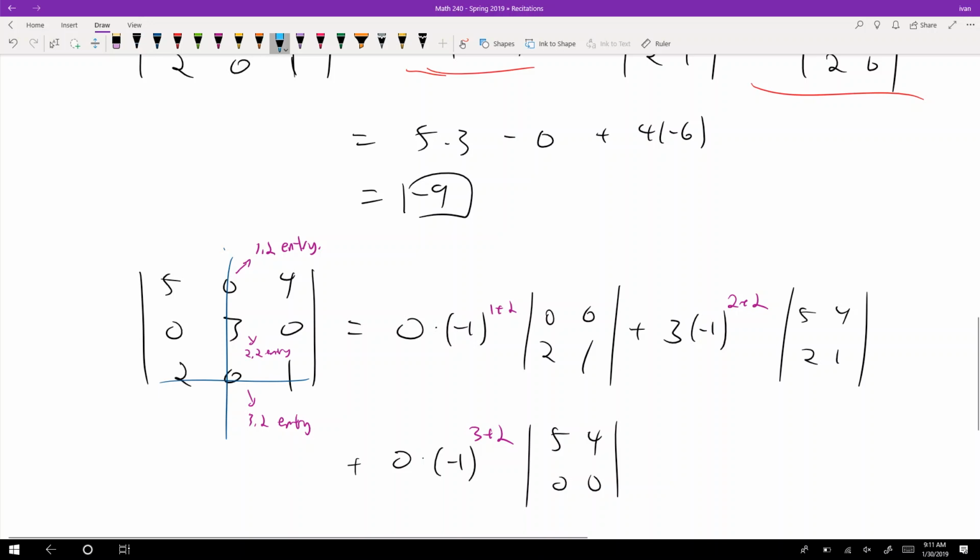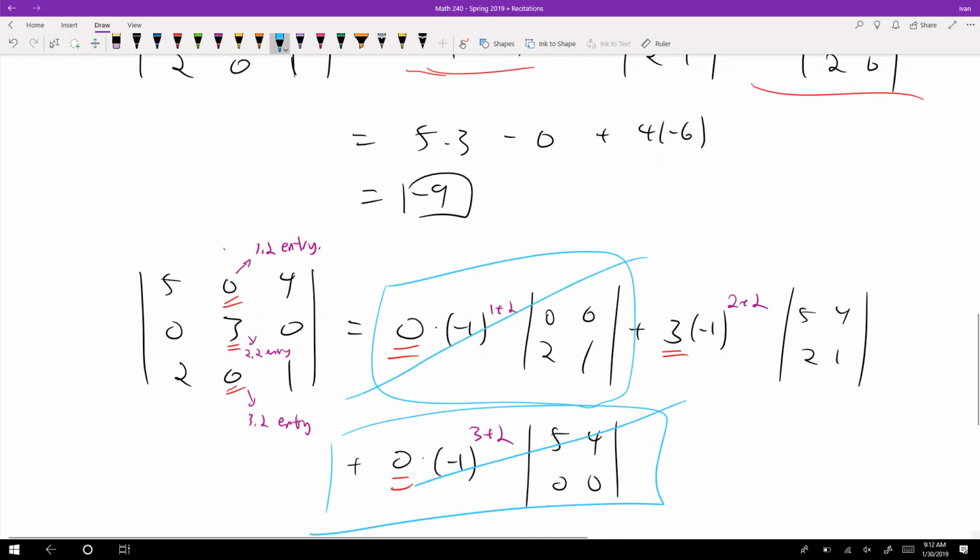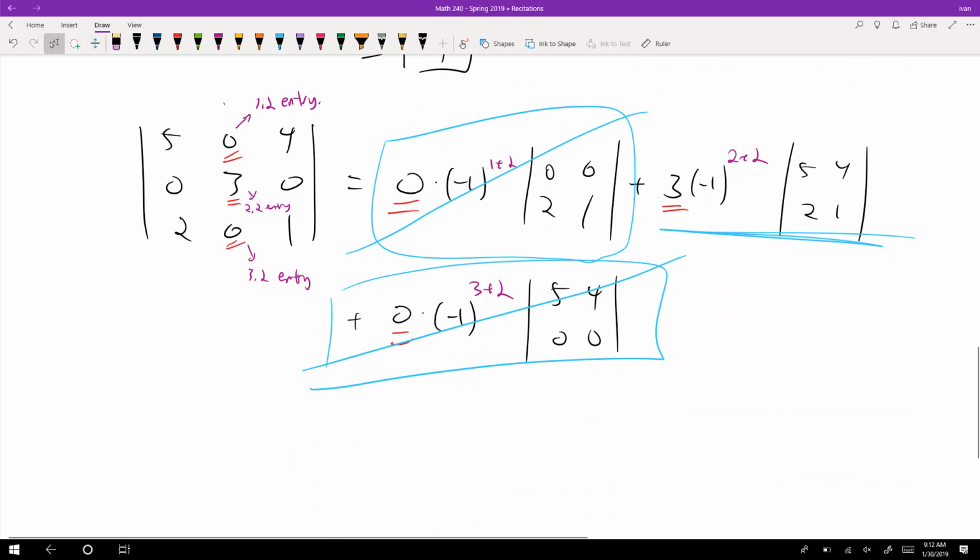Okay? So notice that instead of expanding along the top, I've expanded along the middle column. Right? And why would I do that? The idea is, well, this is 0 times something, so I don't even need to calculate this thing. This is 0 times something, so I don't even need to calculate that. And so the only calculation that I need to do is 3 times -1 raised to 2 plus 2 times the determinant of that. Well, that's 3 times 1 times 5 minus 8, which is going to be 3 times -3.